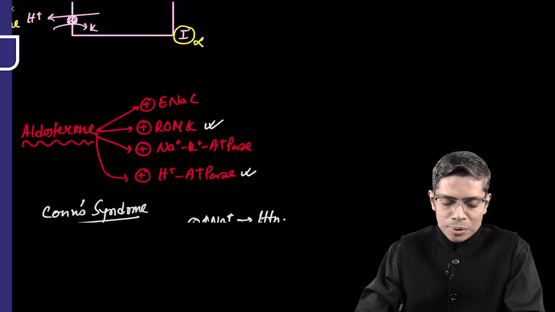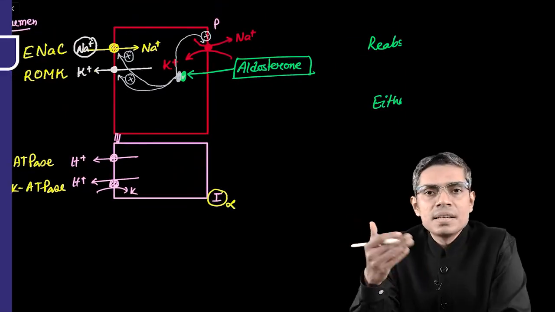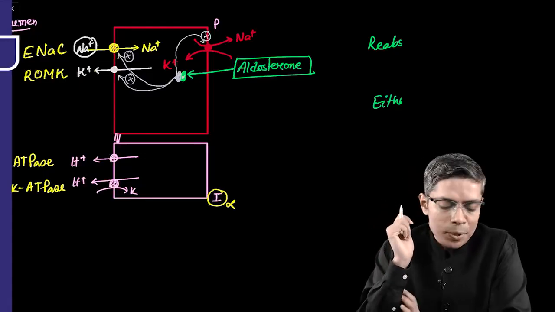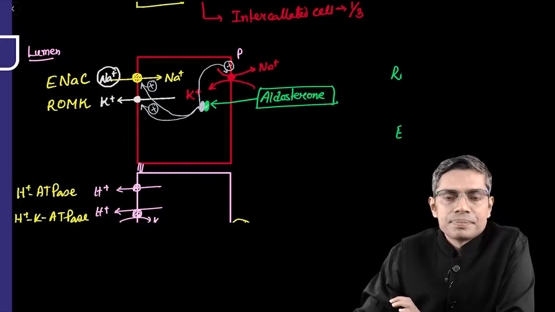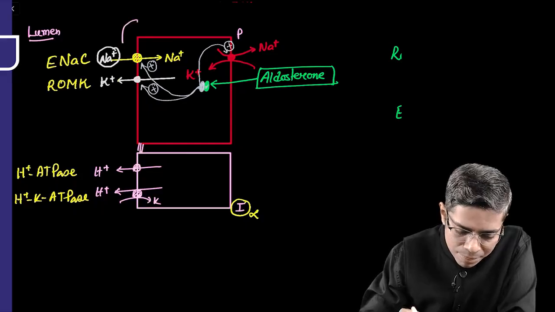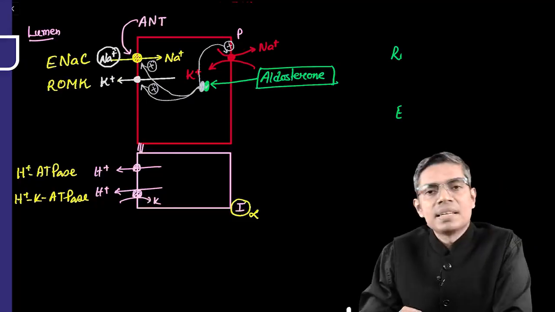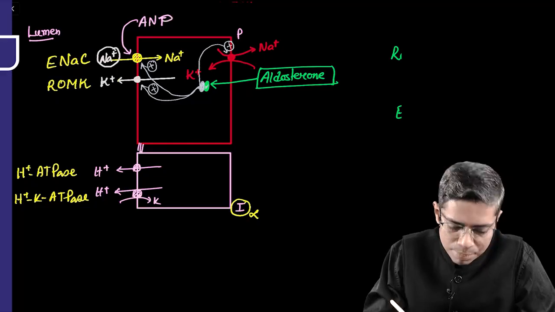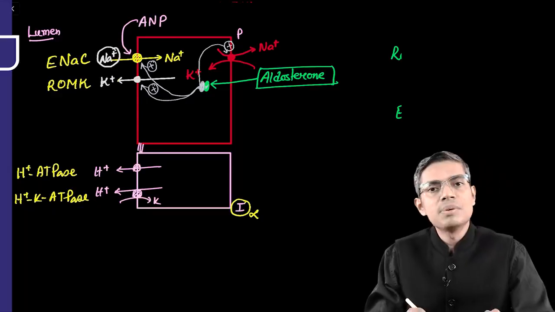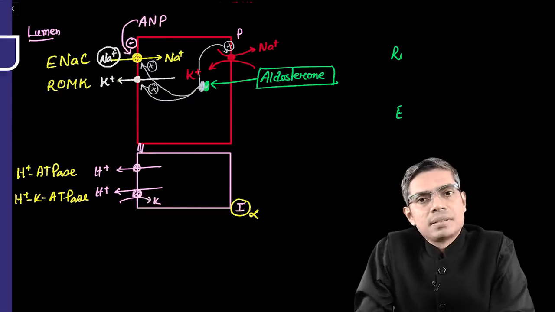So this way you have to connect how this collecting duct sodium reabsorption is connected with the potassium secretion or H plus ion secretion, right? Now this ENaC channel is inhibited by another hormone, that is the ANP, atrial natriuretic peptide. It inhibits the ENaC channel, right?